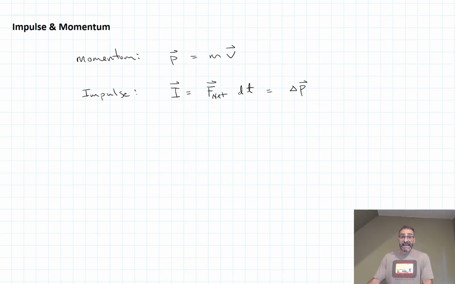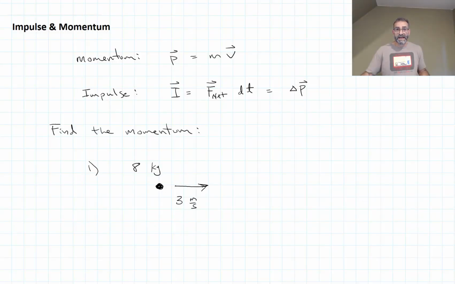Impulse tells us how momentum changes. Some books use capital I for impulse, some books use capital J, but the impulse is a vector quantity. It gets its direction from the net force. The impulse points in the same direction as the net force acting on our object. And it's equal to the force times some time interval. If the force is not constant over that time interval, we have to integrate to find the impulse. If the force is constant, we can just multiply it by the time interval.